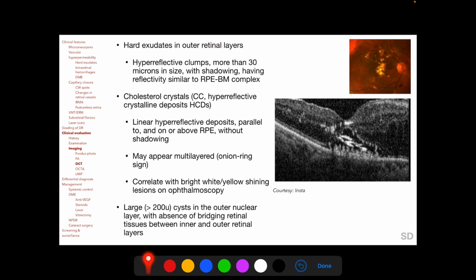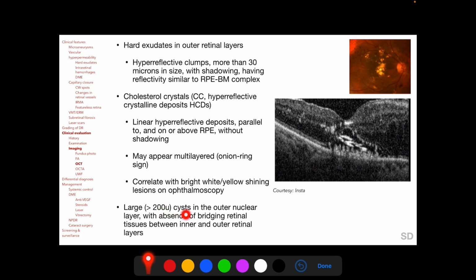cholesterol crystals, also called hyperreflective crystalline deposits, which appear as linear hyperreflective deposits parallel to and on or above the retinal pigment epithelium and do not show any shadowing, and they correlate with bright white yellow shining lesions on ophthalmoscopy, as seen here in this color photograph.